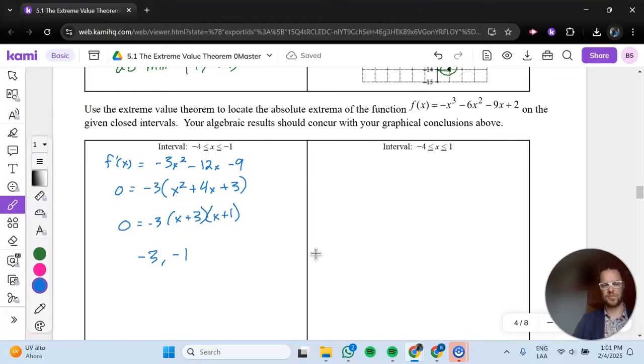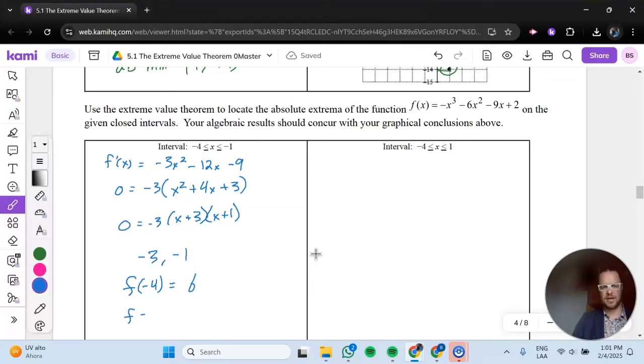Our endpoints. So we're going to go f of -4. Notice here it's going into f, not f prime. And I'm going to plug that into my original equation here. You can take a second to do that on your calculator. I'm going to do the same. And when I put that into my calculator, I got that this was equal to 6.